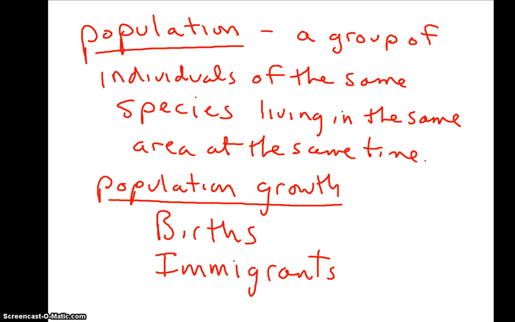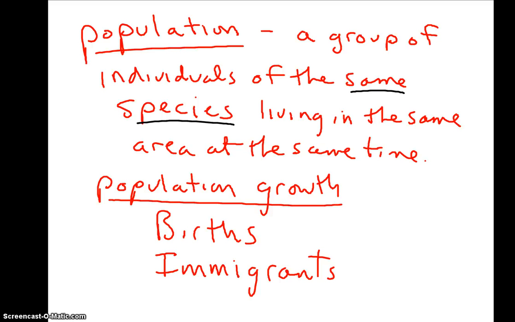So a population, first of all, is just a group of individuals of the same species living in the same area at the same time. One of the key things here is of the same species. So we're talking about just humans, just giraffes, just elephants, but they're in the same area at the same time. And population growth is driven by two things.